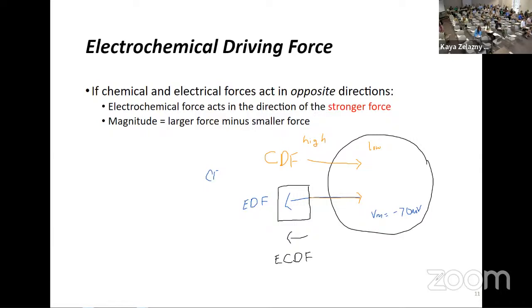But sometimes we'll see a chemical driving force that's stronger. Sometimes we'll see electrical driving forces that are stronger. And if they're both the same size, we'll have a net force, so an electrochemical driving force of 0. Okay? So all three of those situations can happen.